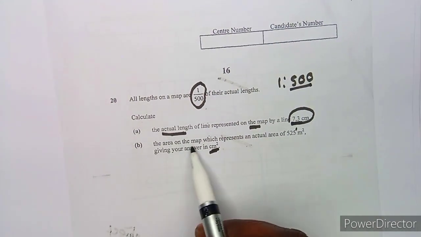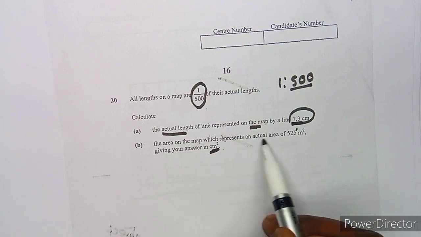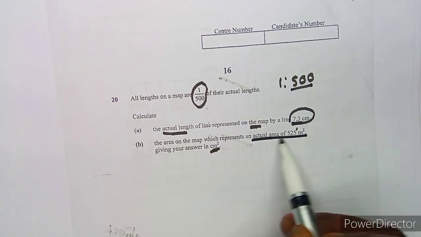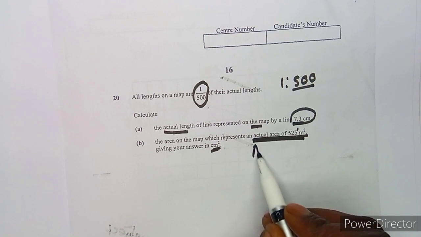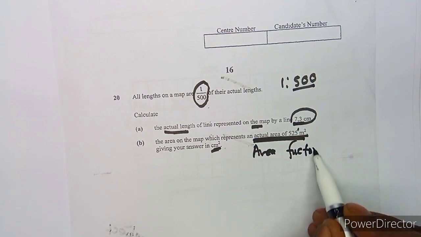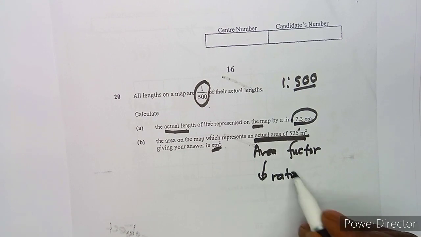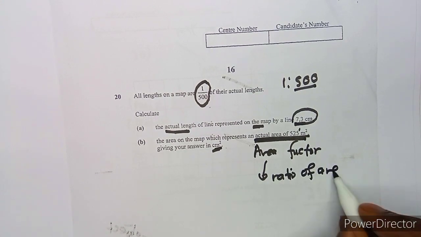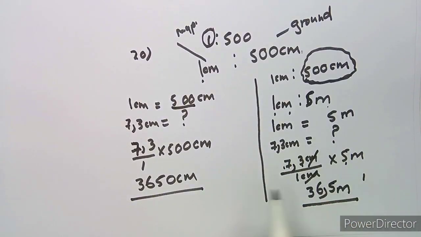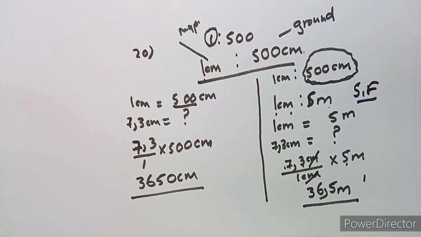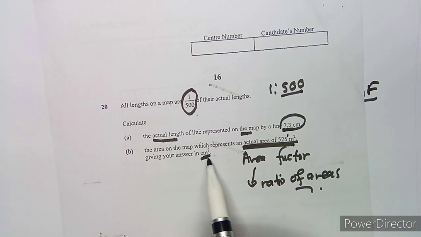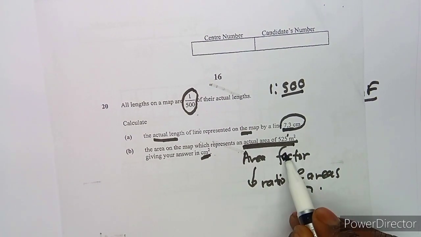we are now asked to calculate the area on the map which represents an actual area. So this one is an actual area, which means we are talking of area on the ground. The moment you talk of area, you must think of area factor, which is a ratio of area. So area factor simply means ratio of what? Of areas. What was this ratio for? 1 is to 500. This is called the scale factor. Scale factor is a ratio that you use whenever you're calculating length, like this one, it was length, distance in meters, centimeters. Anything that has got square units, which is area, you must find area factor.